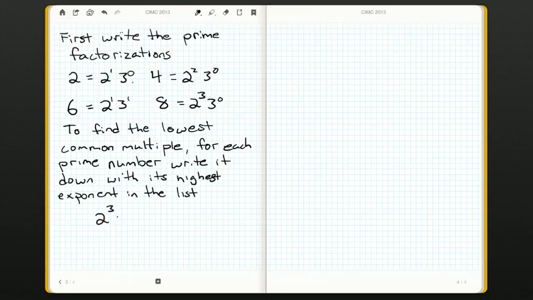Okay, our next prime number, and incidentally our last prime number, is 3. Well, what's our highest exponent of 3? We have 3 to the 0, 3 to the 0, 3 to the 1, 3 to the 0. So we're going to write down 3 to the 1.